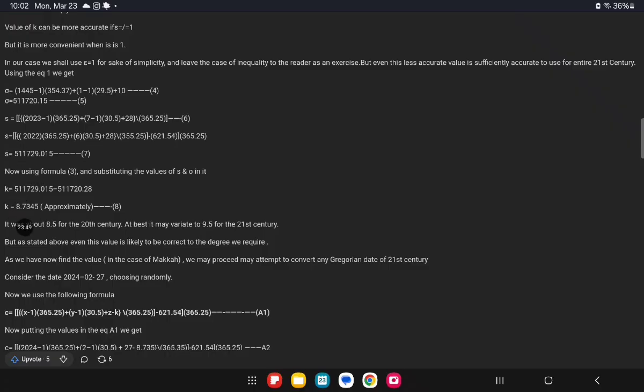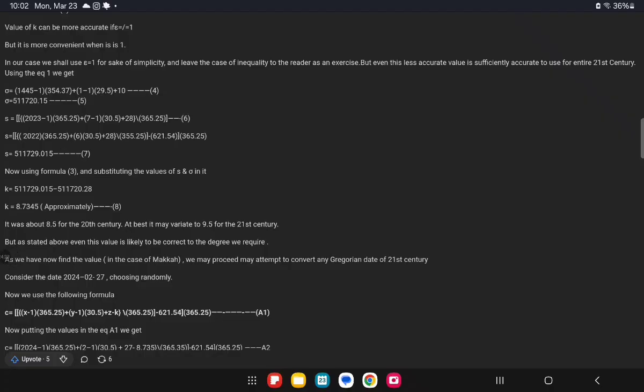But this author got an S of 511,729.015, which is also what the calculator on my phone got. So it got a K of about 8.7345. My K was a bit smaller at about 8.48.